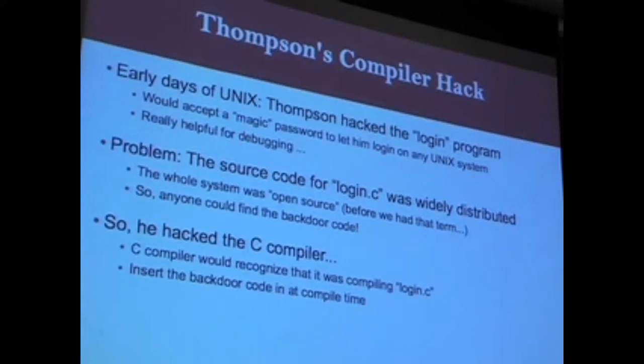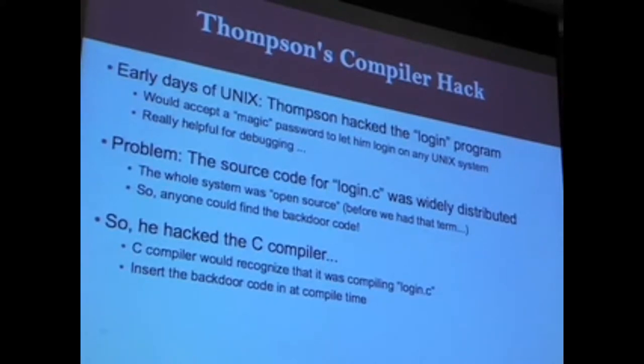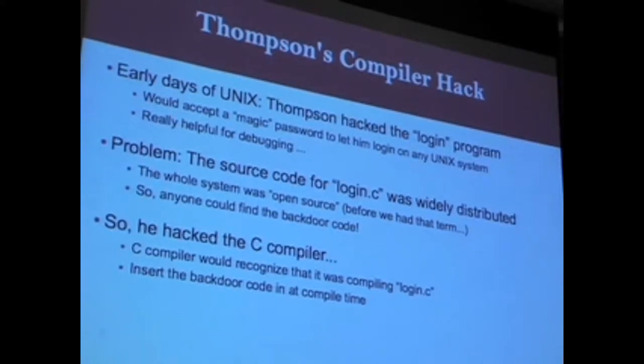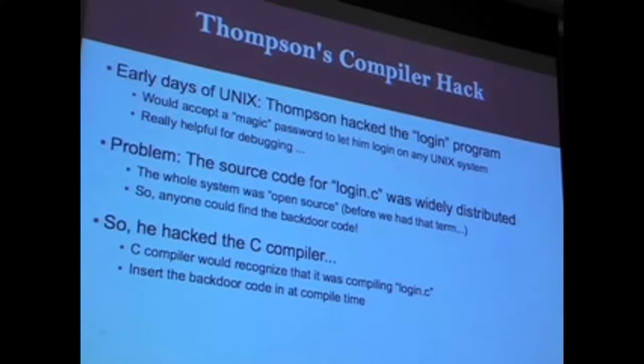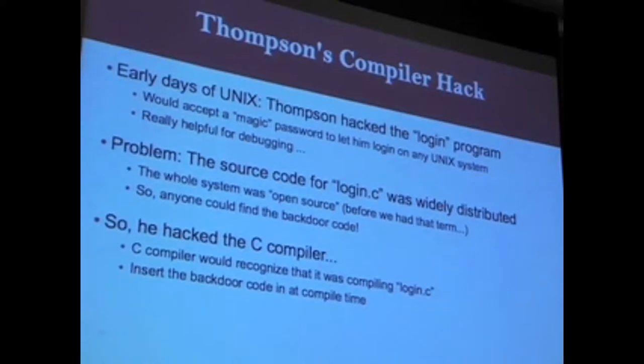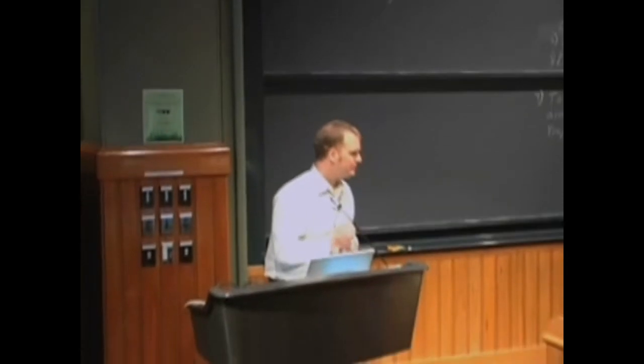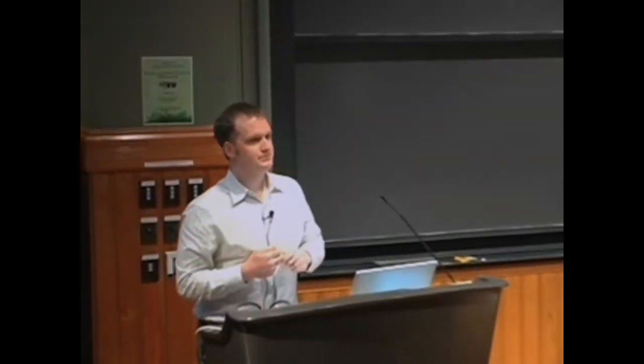He hacked the C compiler to recognize when it was compiling login.c to add the code for his backdoor in there. Does everybody see where I'm going with this? So if you looked at login.c, you would not see the backdoor code. Questions? Nobody's asked me any questions today. You're welcome to stop me and ask questions. I don't remember what the magic password was. Actually, it may be in the article, but I don't know if he ever revealed it. It was the 60s, so, you know, pick something.